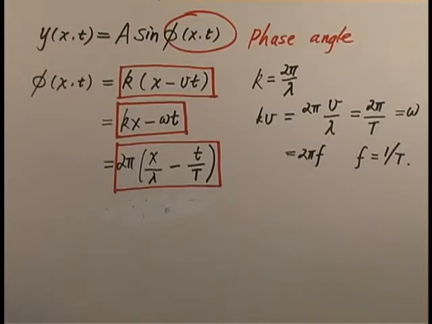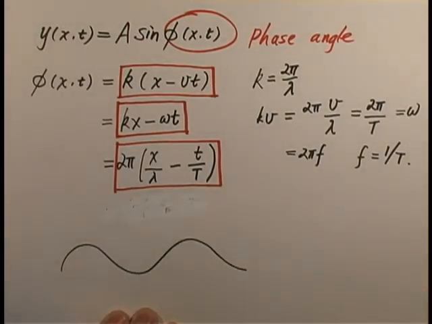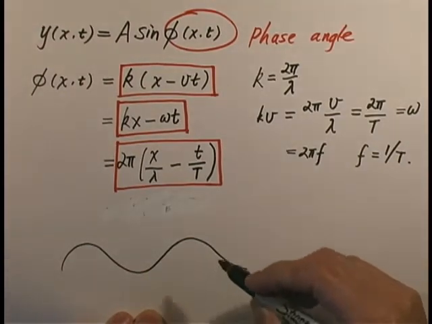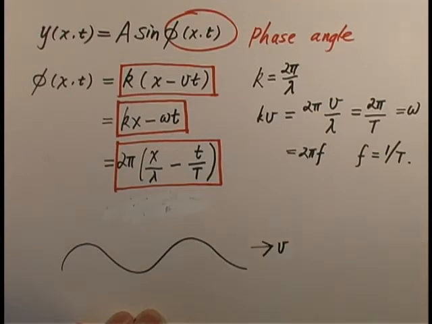Please make sure that you do not confuse the speed of a particle going up and down on the string with the propagation of the wave on the string. Let's say here is a snapshot of the wave on the string. The wave propagates this way, right? V. And we know how to calculate V. In fact, it is the square root of the tension divided by the linear mass density. We'll come back to that.